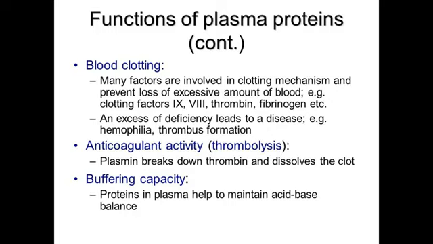Next is the anticoagulant activity or thrombolysis. Plasmin, which is present in the plasma, breaks down the fibrin and dissolves the clot. Next is the buffering capacity. Proteins in plasma help to maintain acid-base balance. Mostly all the plasma proteins are synthesized in the liver.